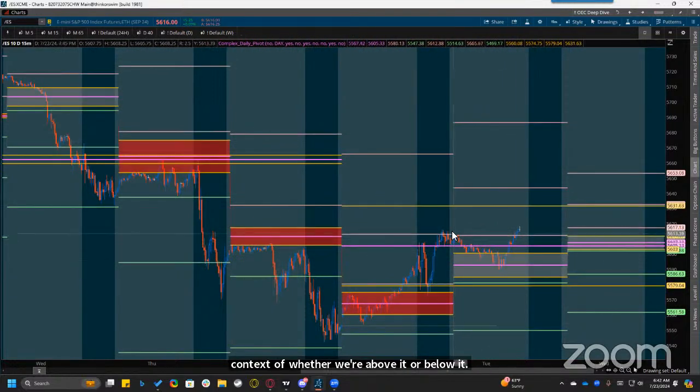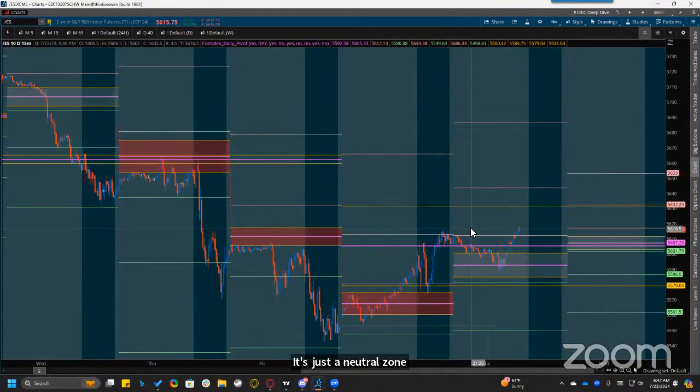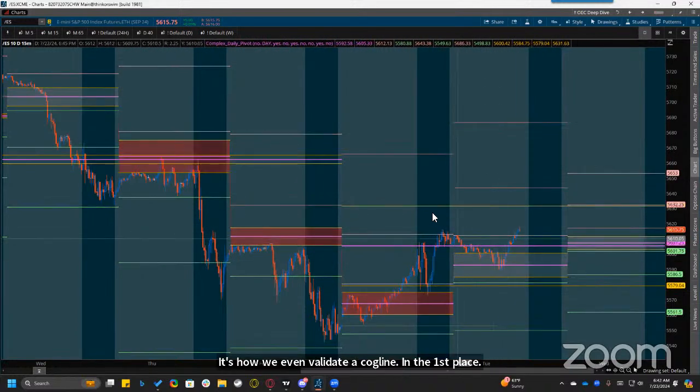It's just a neutral zone, and that kind of fits in with what a cog line is, right? It's like a safe zone, and the flows support that statement. It's how we even validate a cog line in the first place. So we have to get away from it.